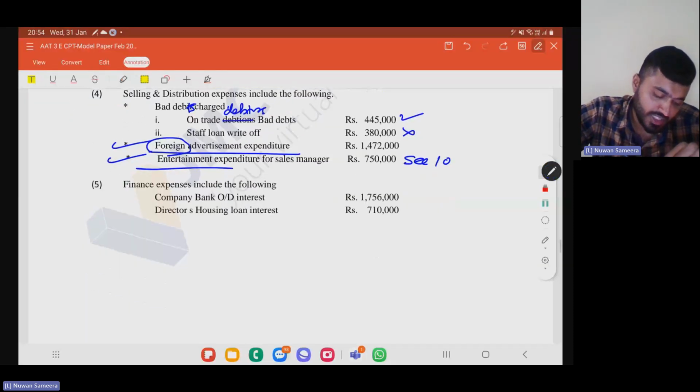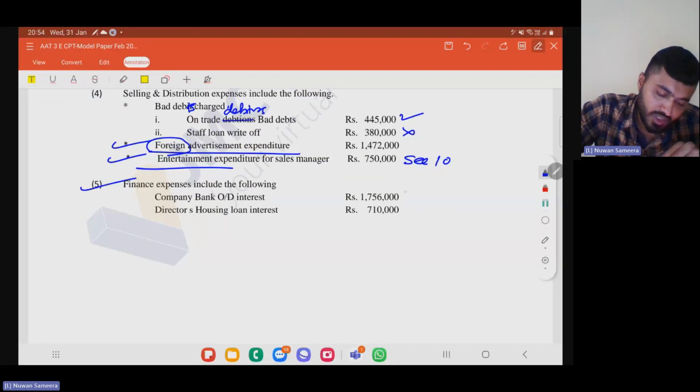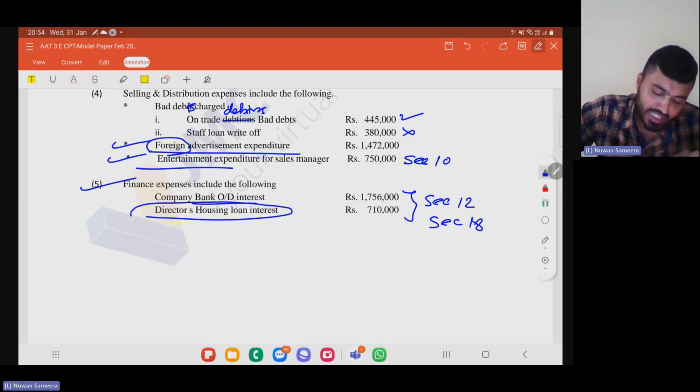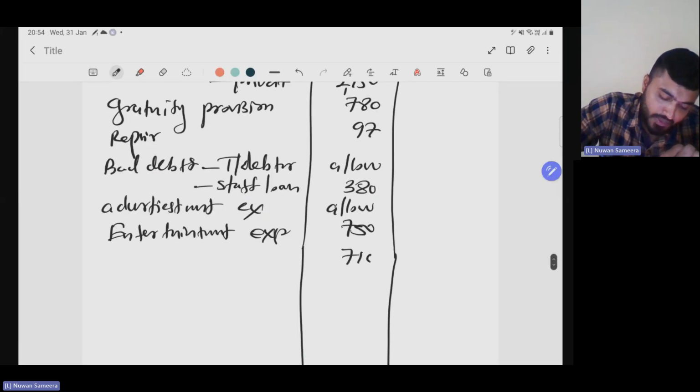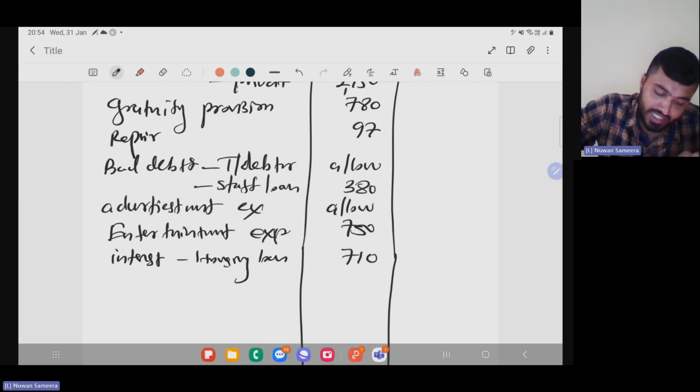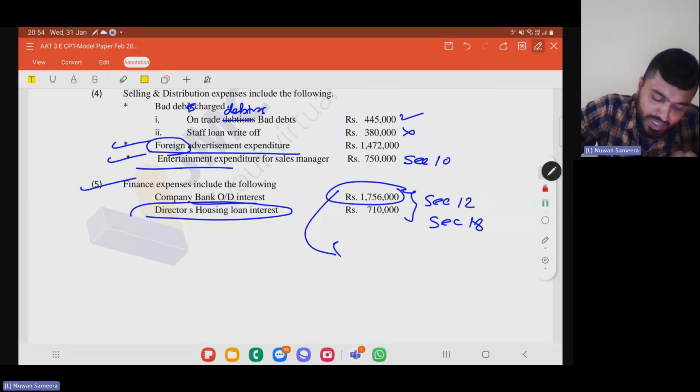So the finance expense includes the following, right? When you get the finance, section 12 and section 18 you have to apply. So section 12, the company bank OD. Bank OD is taken for the day-to-day activities, but the director's housing loan interest is not allowed. Therefore, that 710 you have to add back. Interest on the housing loan, but you can deduct this OD, since the OD is allowable.